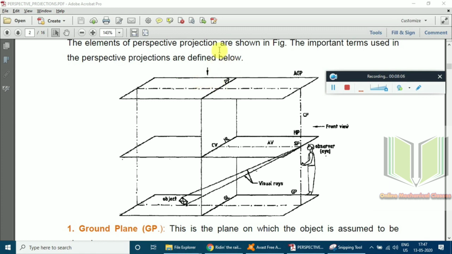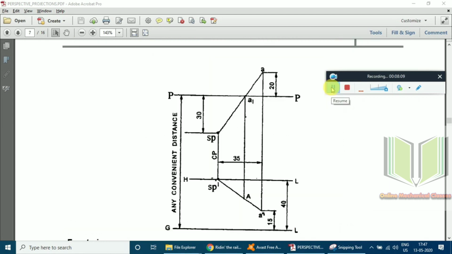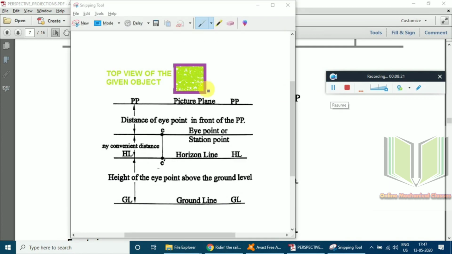20 mm behind the VP means you should fix the point above the picture plane. If it is stated behind, you are supposed to draw above the picture plane. If it is stated in front, you are supposed to draw below the picture plane. For the ground line, if they have stated above, you are supposed to draw here.